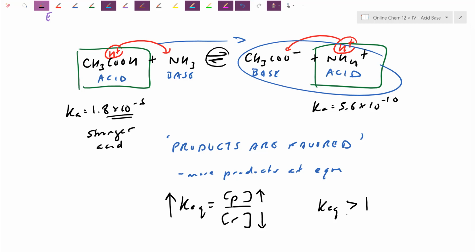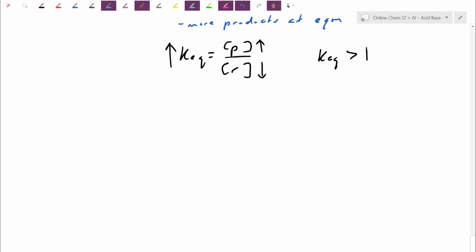Through our lessons here, we were able to take Ka of the reactant acid divided by Ka of the product acid to find what the number is. But typically, if you can just identify, is it bigger than 1? Is it less than 1? That's all you would need. Okay, let me just finish off the summary here.